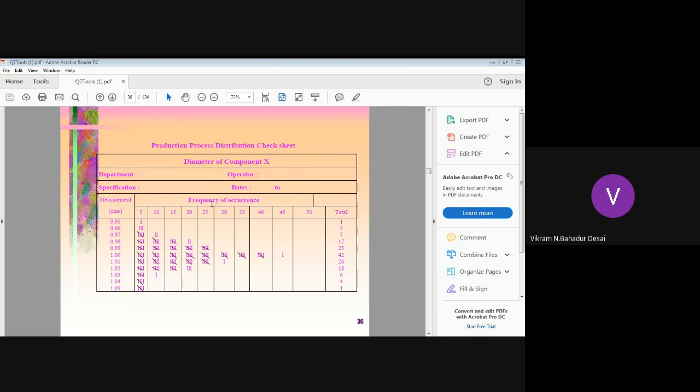You are measuring the quality characteristics: the diameter of the component is the quality characteristic. So 0.95, how many times have you got? 0.96, 3 times you got. 0.97, 7 times you have got here. 0.98, 17 times you have got. 0.99. So these may be dates, I think. I think these are the dates on which that sample is collected, 5th day, 10th day, 15th day. So what is the frequency of occurrence? Right, this is the check sheet.